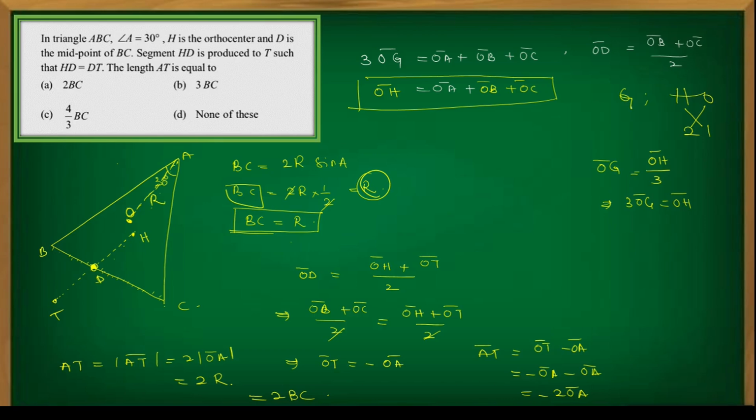Check that solution once, step by step. First, angle A is given to you as 30 degrees, and in terms of BC, the options I am seeing. So I got a relation between BC and angle A with the circumradius. Whenever I introduce a circumradius, I use the circumcenter also. With that relation, I got OH. D is the midpoint of HT, from which I got OT. After getting OT, I got AT, and I got the length of AT again in terms of circumradius, which is twice capital R, twice BC.